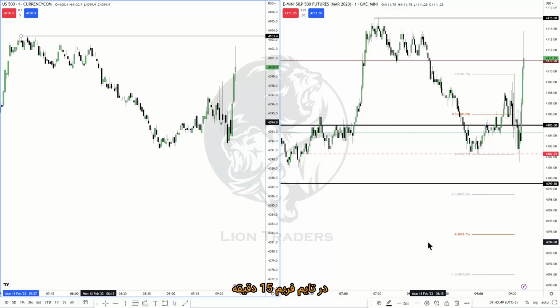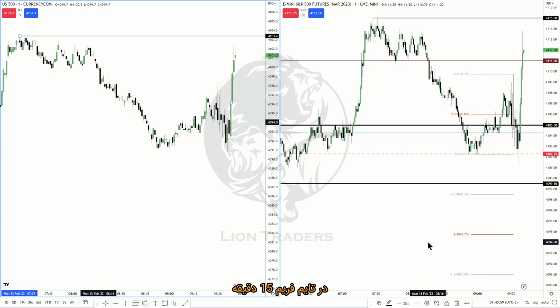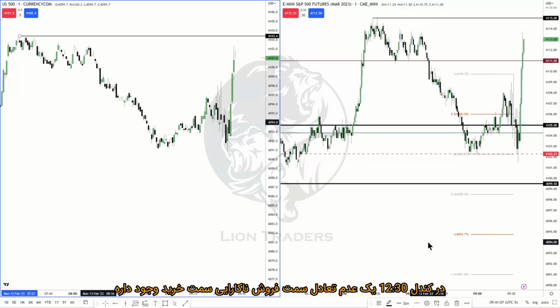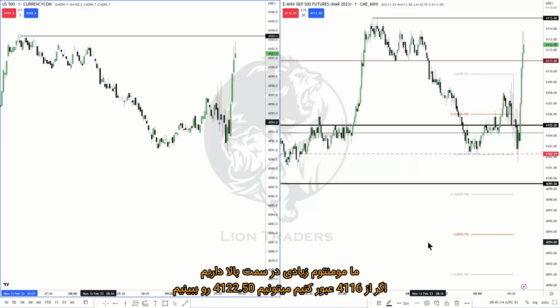Bear with me one second. On your 15-minute time frame, the February 9th, 2023, 12:30 candle, there is a sell side bounce, buy side inefficiency. You want to extend that to the right. If we run through with a lot more momentum on the upside through 41.16, we could see 41.22.5.